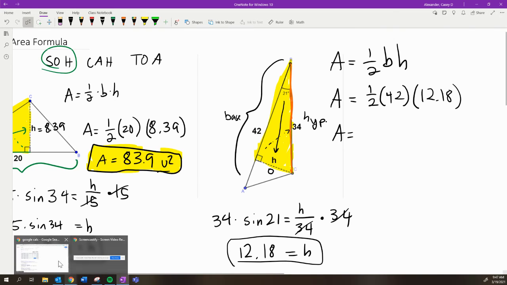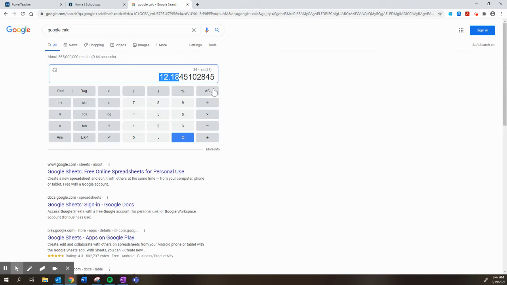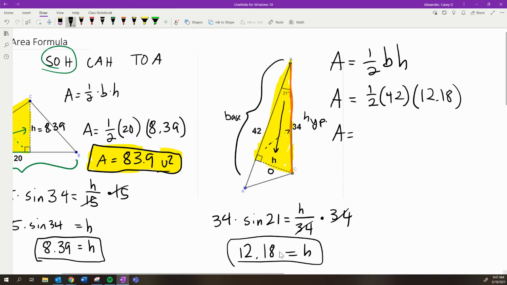And 21 times 12.18 is, well, here, I'll just do 0.5 times 42 times 12.18, 255.78 units. So hopefully that's what you got when you paused the video. 255.78 square units.